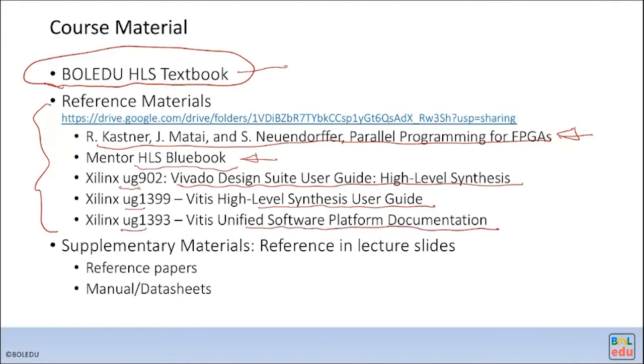Those documents are maybe 500, 600 pages, but they're very easy to read. I actually capture most of the content in the textbook, but for the details you can always come back to the original documents. And there are a lot of supplementary materials in the lecture notes, so if you want to find out more details, you can reference those papers.